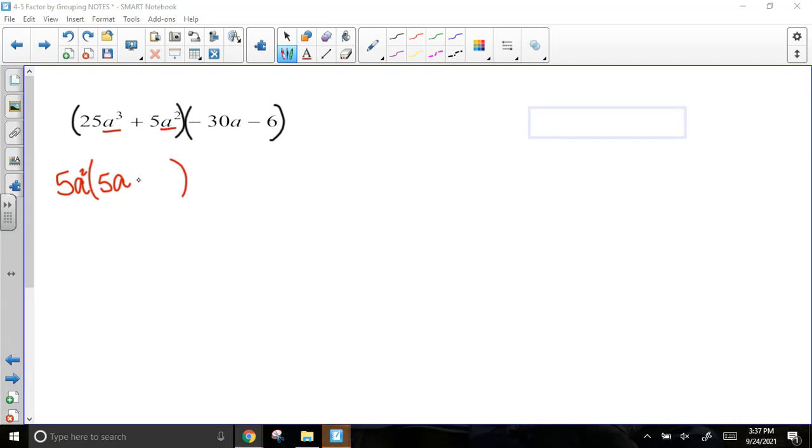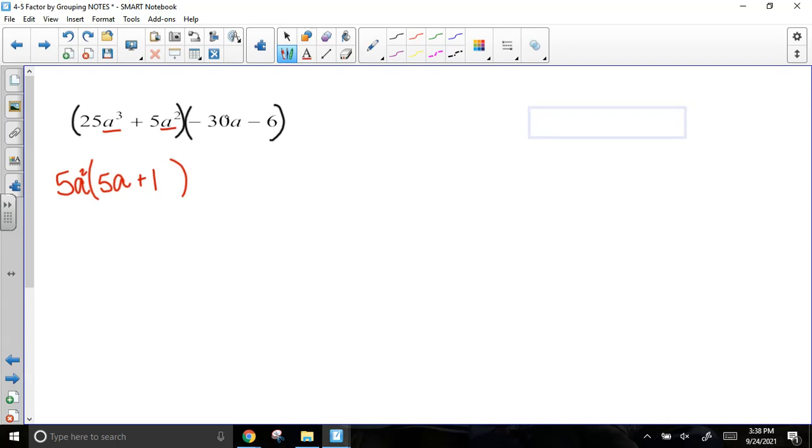But what about this one? 5 divided by 5 is 1. A squared, I took out the full a squared, so that's what I'm left with: 5a plus 1. And if you want to double check if you did that correctly, imagine that you are distributing it back in. If you were to distribute it back in, it should take you back to the original. So that's what we're doing. We're basically doing reverse distributing.